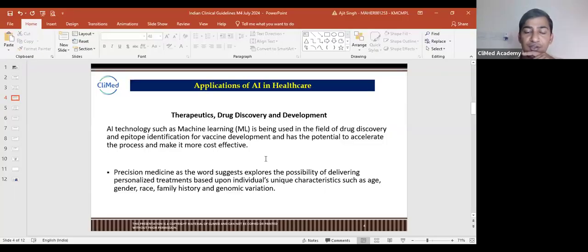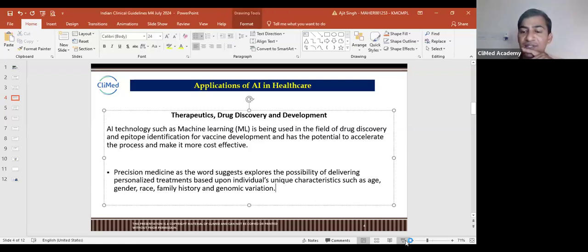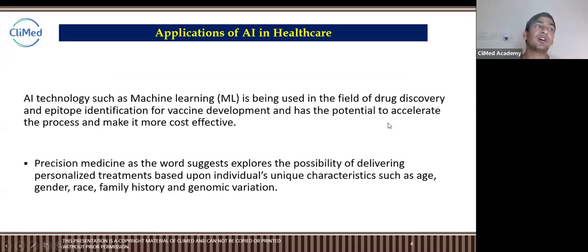Yeah. So we were talking about therapeutics and drug discovery development. Precision medicine makes treatment personalized. You must have heard of a lot of new innovations in genetics with the help of AI and evidence-based, personalized medicine. How it helps is that it can alter the gene transcription.